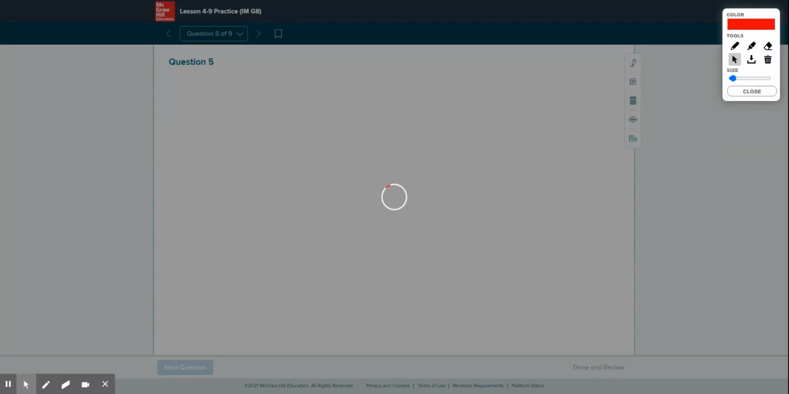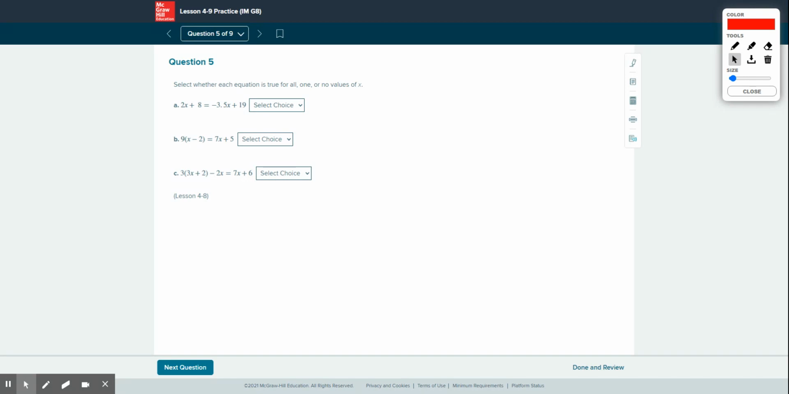The next 3 questions are 6, 7, and 8. In this one, we need to compare for all solutions. Remember, infinitely many solutions, any value can make it true. One solution, or no values at all for X. Our comparison, when we look at these, one solution, we have to remember one solution has different coefficients.